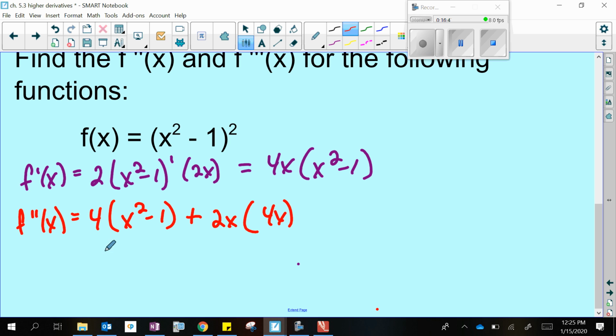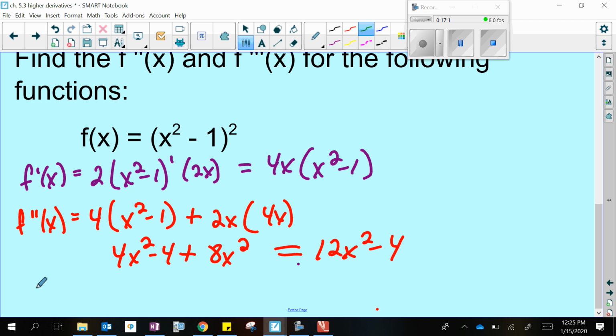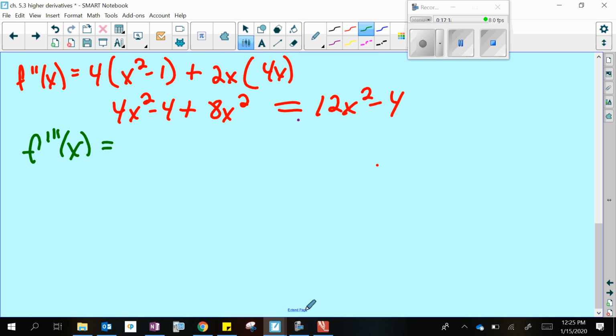So if we simplify that, now we can distribute that 4 inside, right? So we get 4x squared minus 4 plus what? 8x squared, right? And then we combine like terms, we get what? 12x squared minus 4. So that's our second derivative. And then our third derivative is what? Yeah, just 24x. So actually that wasn't too bad.